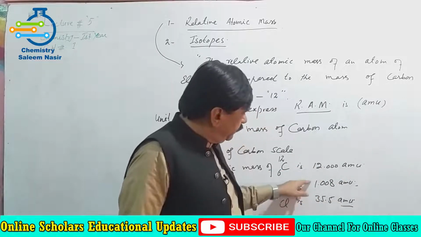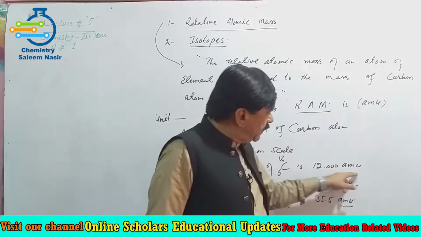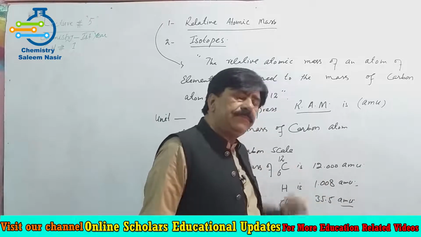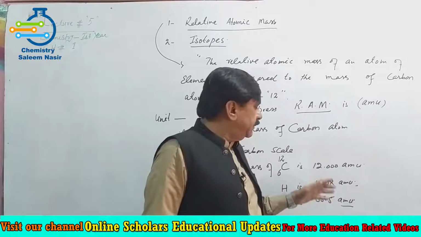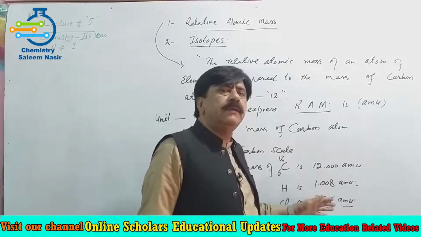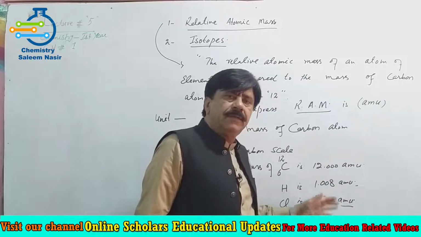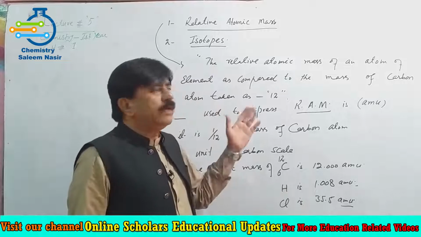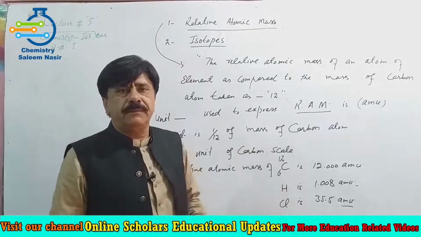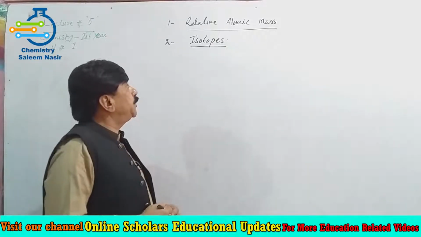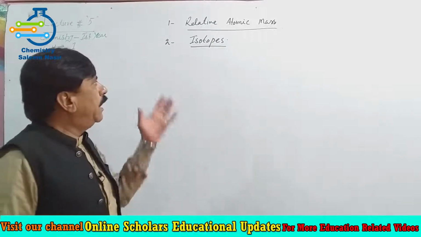Students, you should notice here that the atomic masses of these atoms are in fractions. Now the question arises, why is it not a round figure? That question is out of the range of this topic, and it will be studied later in our next topic. Students, after demonstrating the relative atomic masses, our next topic is isotopes.